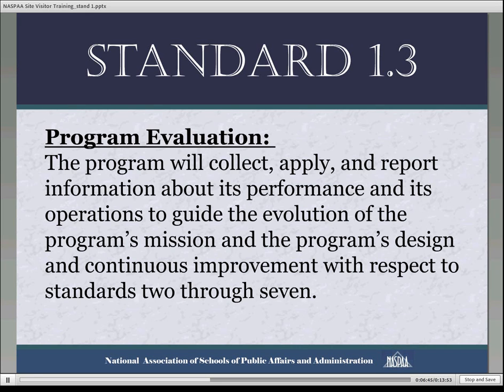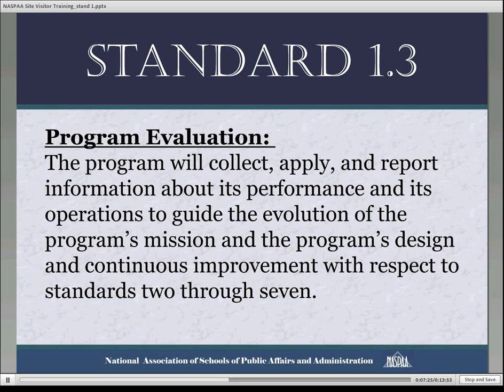That, of course, gets directly to standard 1.3. If it's actually got some observable measures, what kind of information is it collecting, and how is it using the information that it collects? Who sees the information that it collects about its performance? You're looking for evidence that it is systematically and periodically collecting information about what it's doing and how consistent that is with its strategy. And if there's a misalignment, what steps is it taking to rectify that?